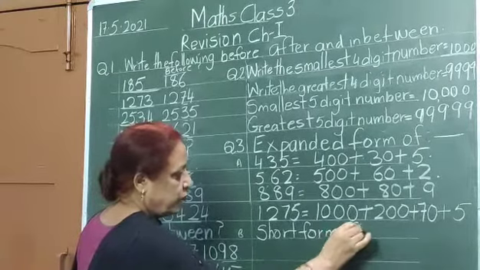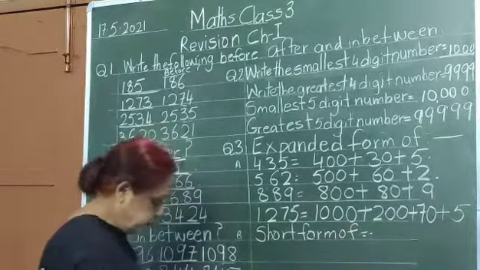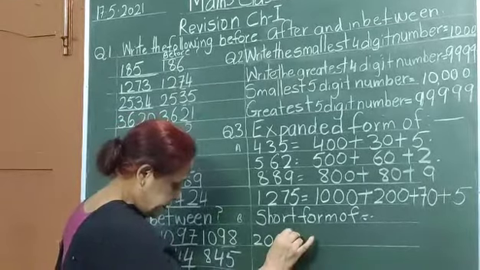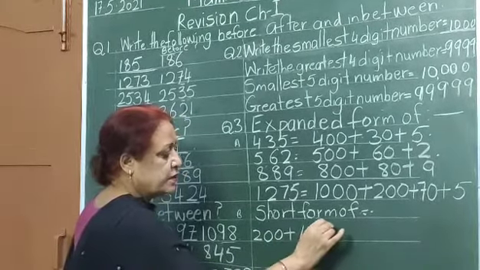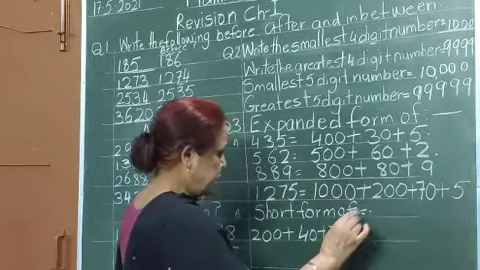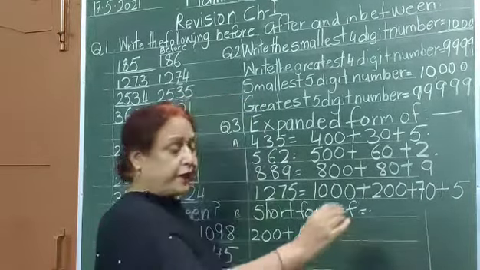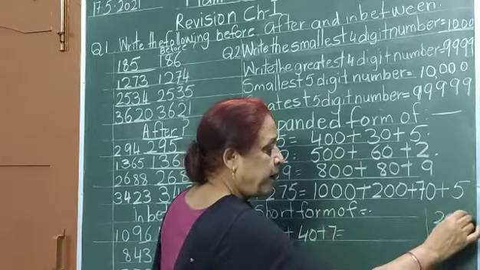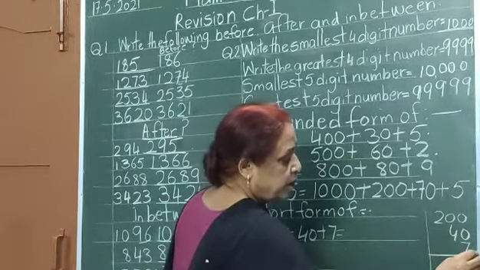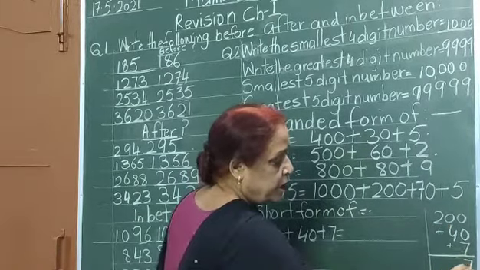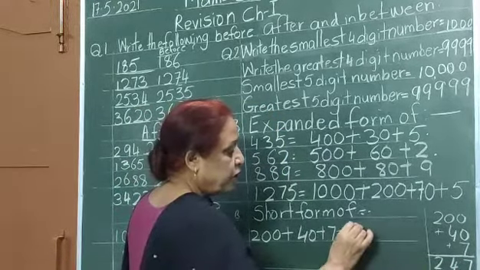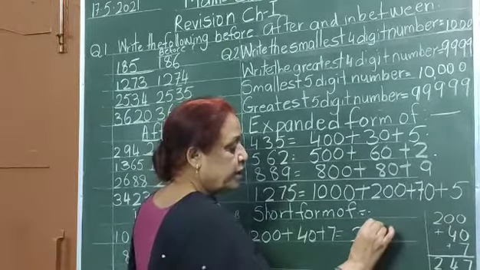Okay. Now 200 plus 40 plus 7. How will we do it now? To make it short, see. Suppose, children, this is your rough line. 200, 40, then 7. 7, 4, and 2. The answer will be, this is the short form, 247.